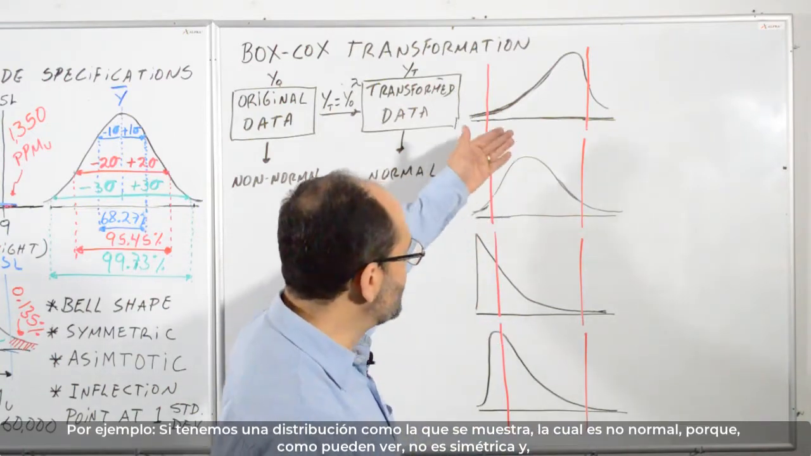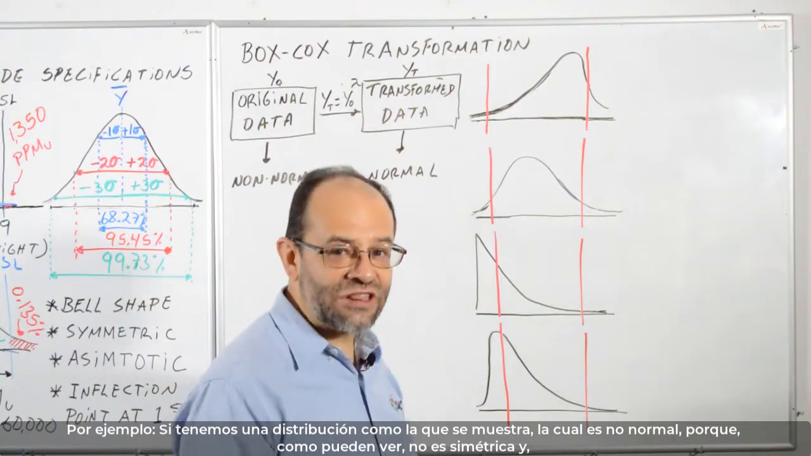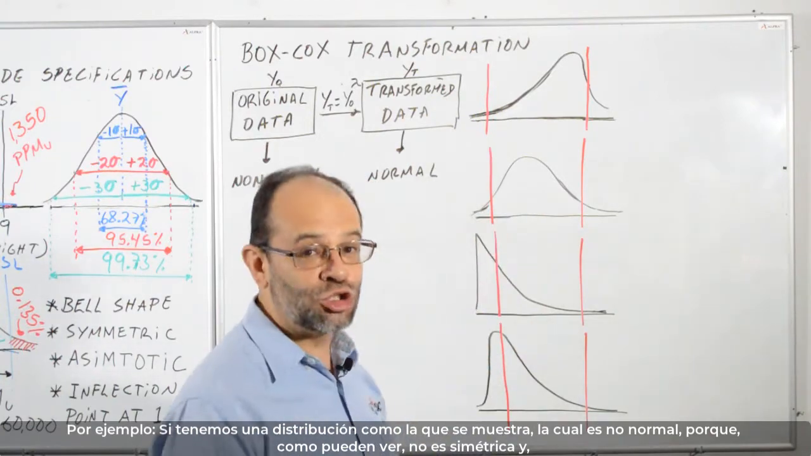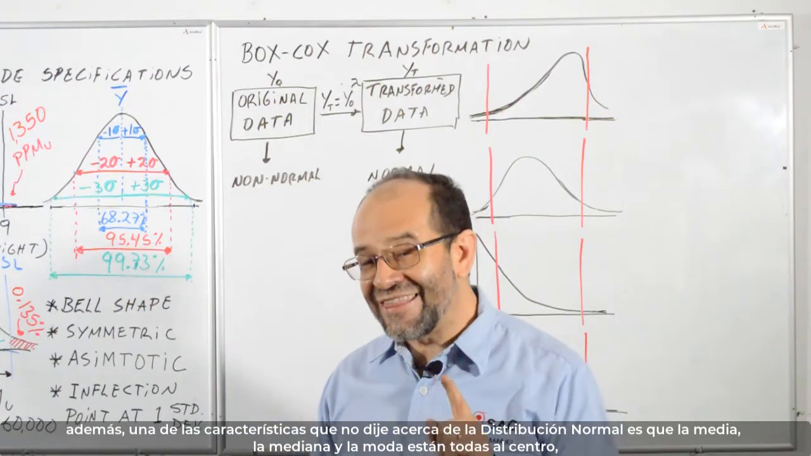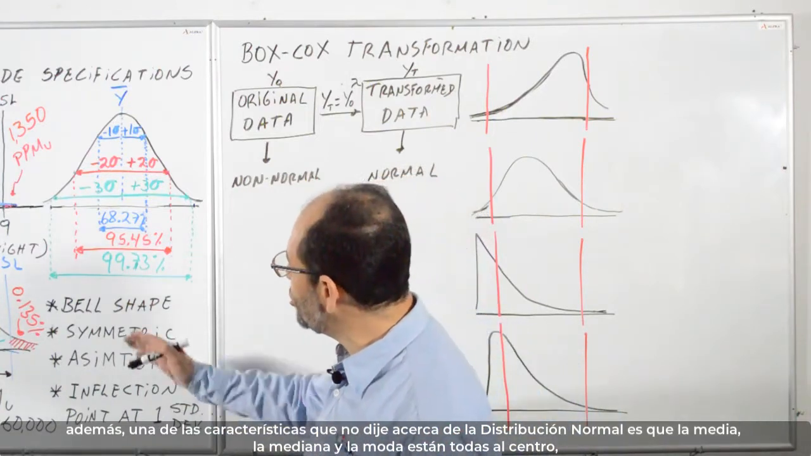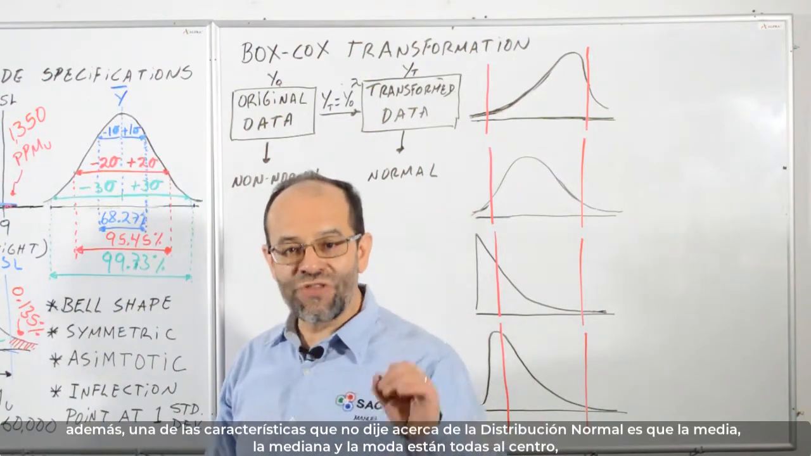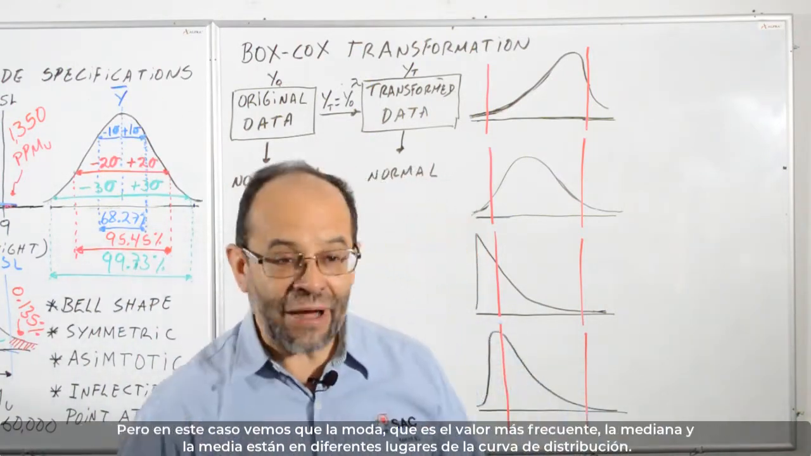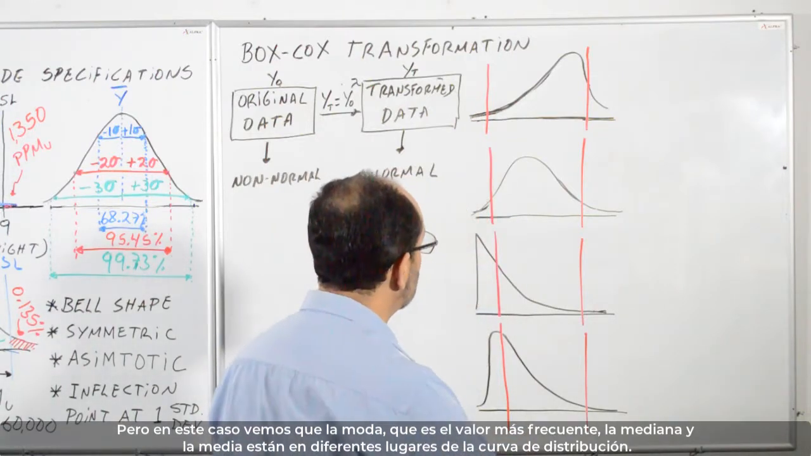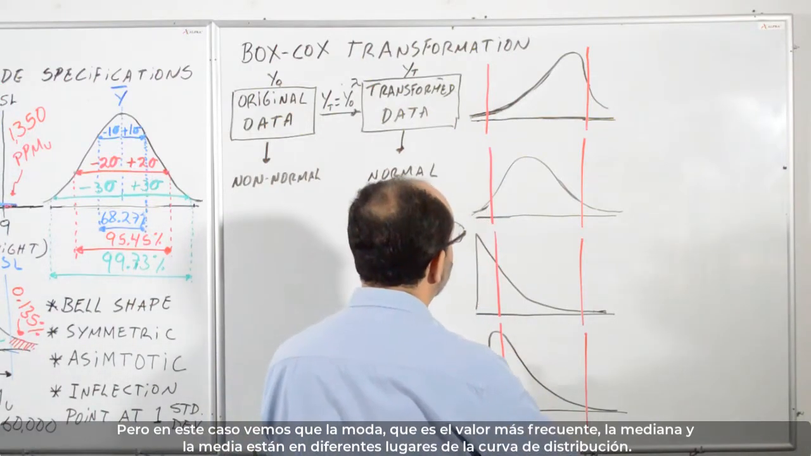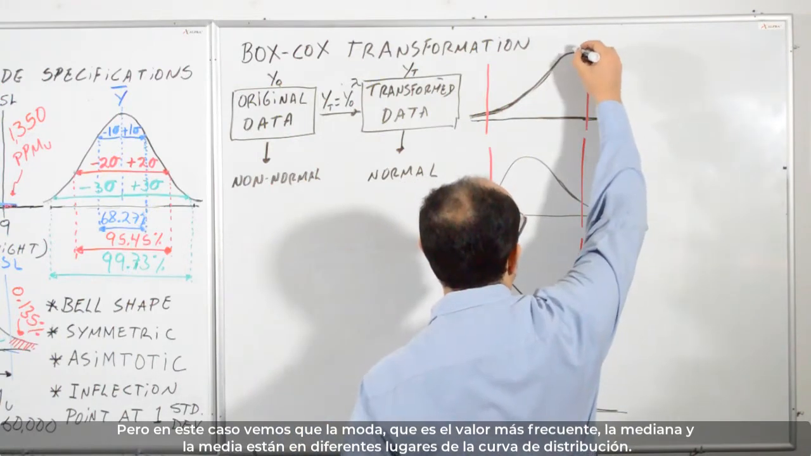So for instance, if we are having a distribution like this one, which is a non-normal distribution because, as you can see, it is not symmetric. One of the characteristics that I didn't say about the normal distribution is that the mean, the median, and the mode are all at the center. But in this example, that is not the situation, because you will see here that the mode very likely is here, which is the most frequent value.